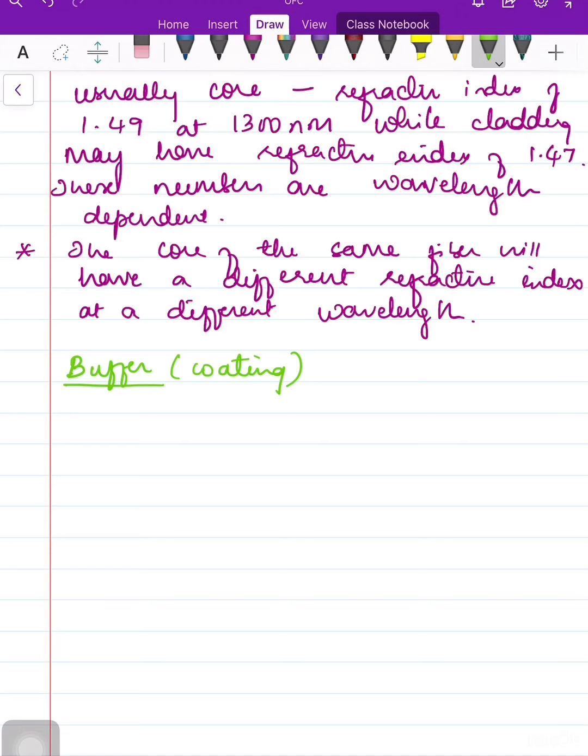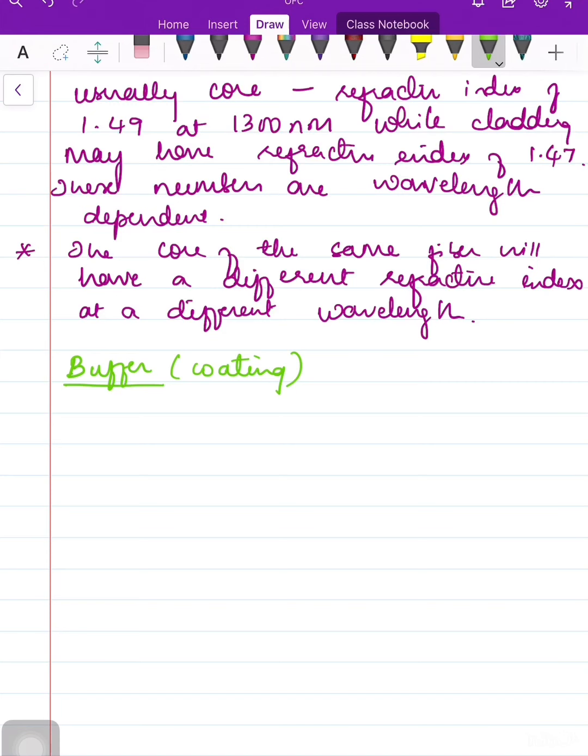The outside diameter of the coating usually ranges from 250 micrometer to 500 micrometer. Generally the coating is colorless. In some applications it is colored to identify easily. So this is all about coating.